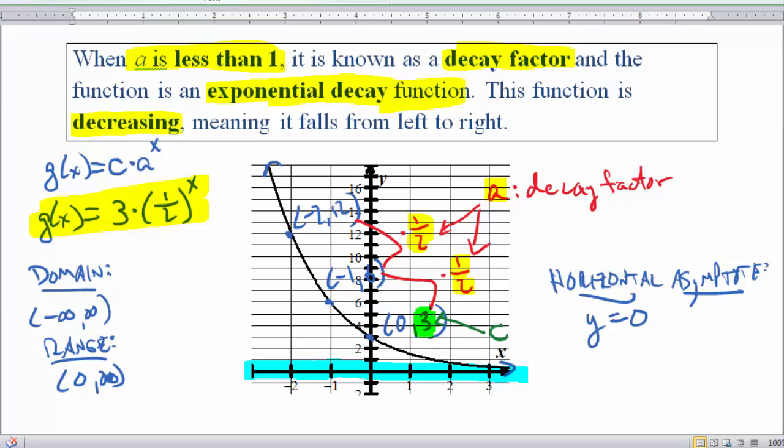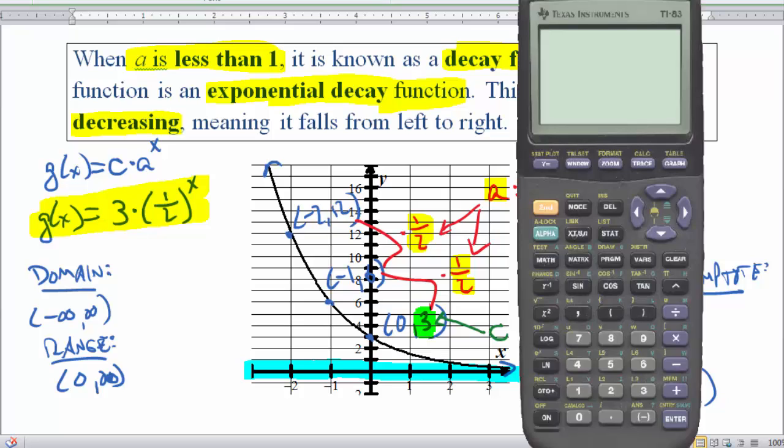And we didn't do this with the last one, but you can see a simple example. Let's say what happens when x gets pretty big, like when x is 10. What would g of 10 be? As you go a little bit further to the right, g of 10 would be 3 times 1/2 to the 10th power. And 1/2 to the 10th power is actually 1 over 1024. I believe it's 1024.